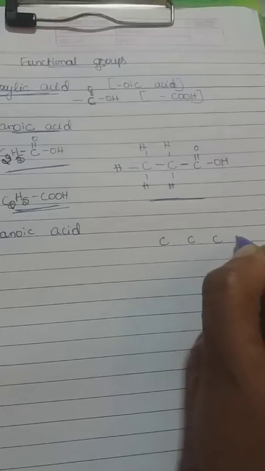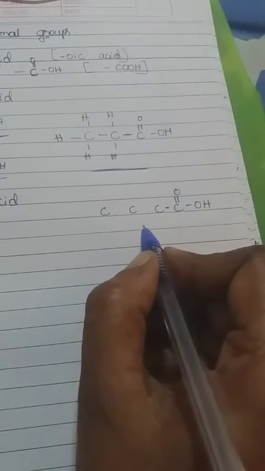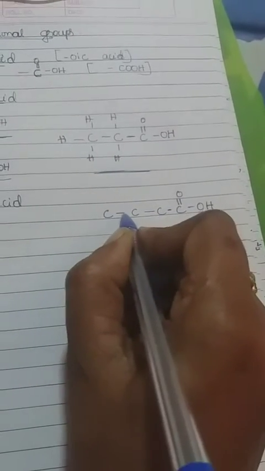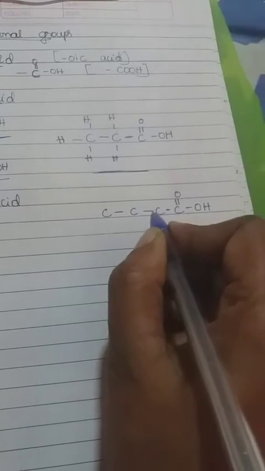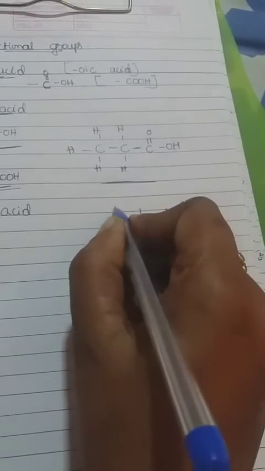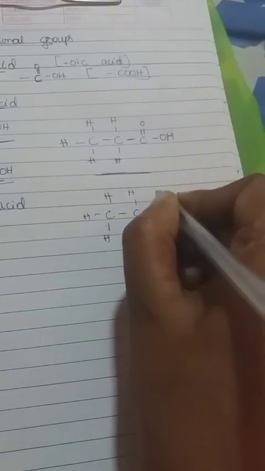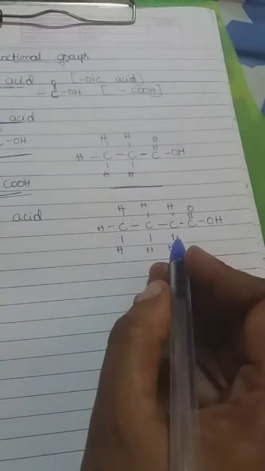Write carbon atoms 4, and it ends with C double bond O, OH. Here, between these, the last carbon already has all its bonds, so it is not necessary to write hydrogen atoms there. Between carbon atoms the single bond will be there; for the others, 2 used leaves remaining 2, and 1 used leaves remaining 3. Now write the hydrogen atoms, and based on that we write the molecular formula.